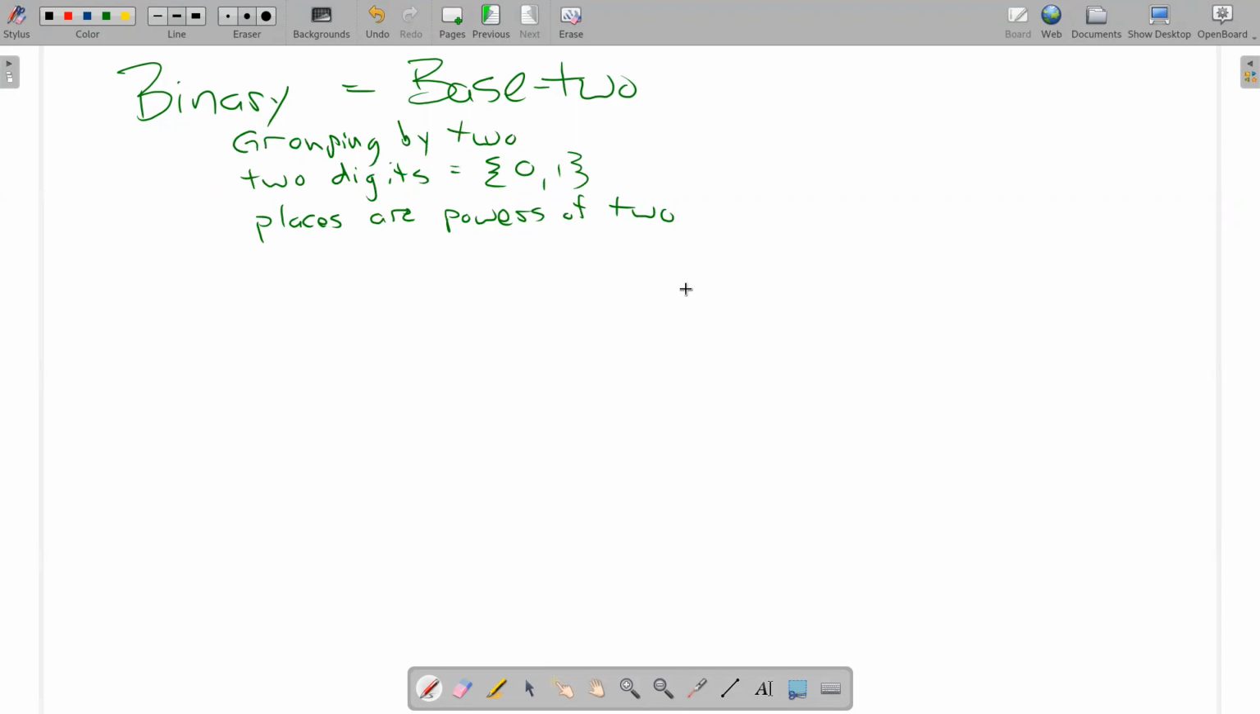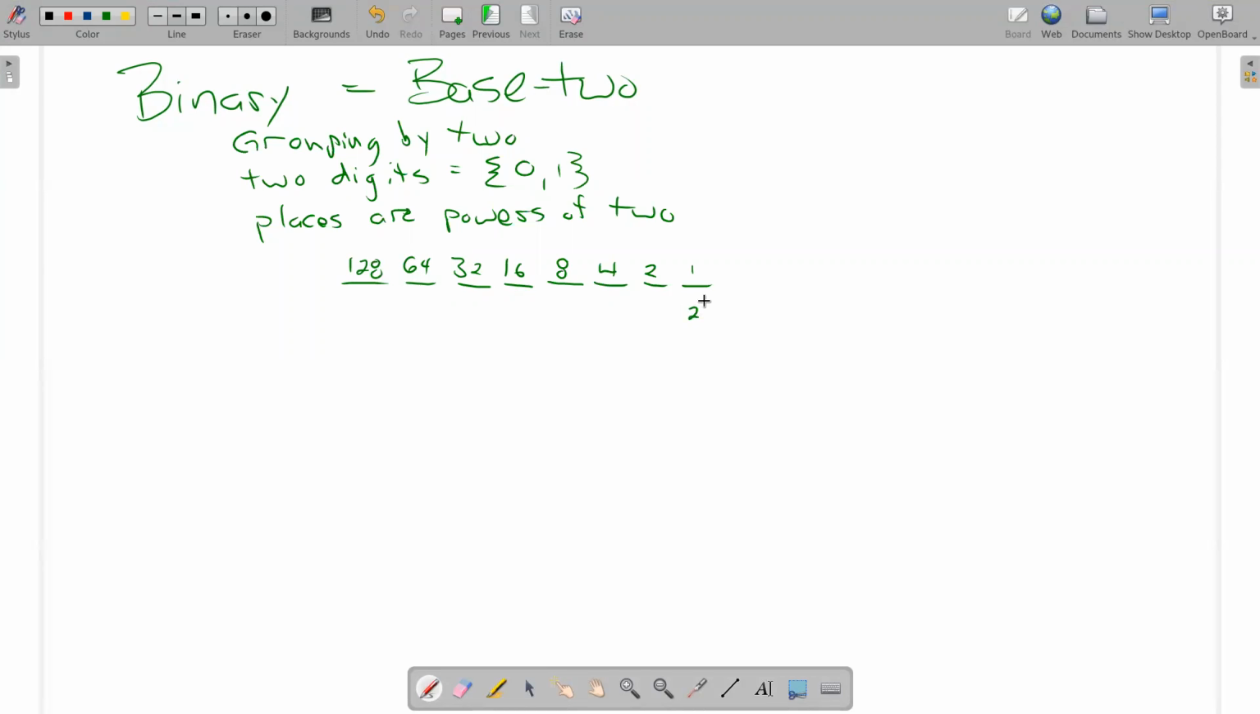So if we listed out some places, we would have our 1's place, followed by our 2's place, followed by our 4's, since 2 groups of 2 would be 4. 2 groups of 4 would be 8, 2 groups of 8 is 16, 32, 64, let's do one more for fun, 128.